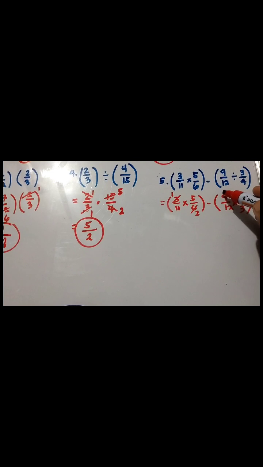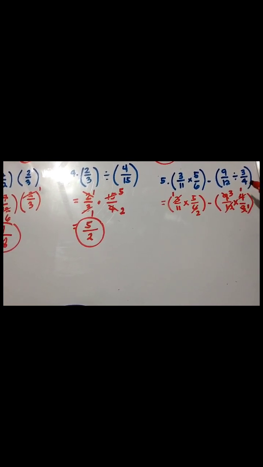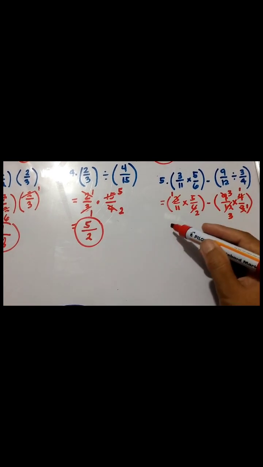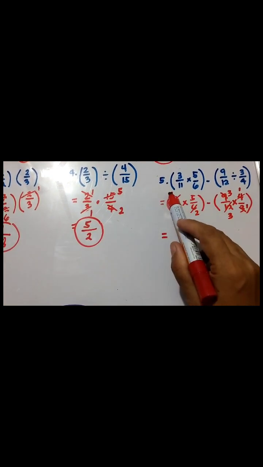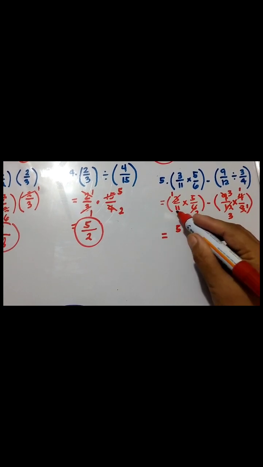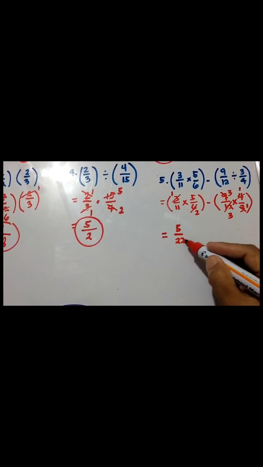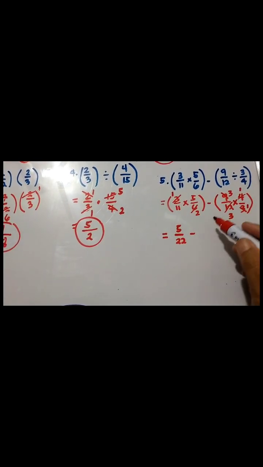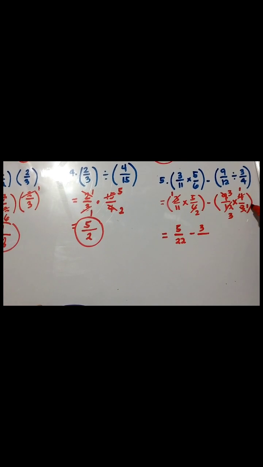So we can reduce 9 and 3 by 3. 9 divided by 3, 3. 3 divided by 3, 1. 12 and 4 by 4. 4 divided by 4, 1. 12 divided by 4, 3. So now let's multiply 1 times 5, that is 5. 11 times 2, that is 22. Minus 3 times 1, 3. Oh no, we can reduce these numbers. So we have 1 over 1.